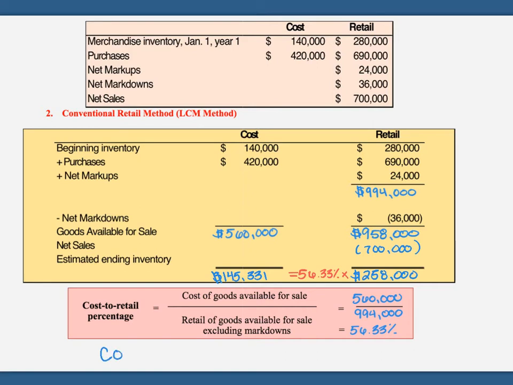So now we just need to find what cost of goods sold is under the conventional retail method. So I'll do that down here at the bottom. Again, all we have to do is take our goods available for sale, subtract our ending inventory, and that will give us what our estimated cost of goods sold is. So it's going to be that $560,000. We subtract $145,331, our estimated ending inventory, and that's going to give us our cost of goods sold to be $414,669, and that's for the conventional retail method.